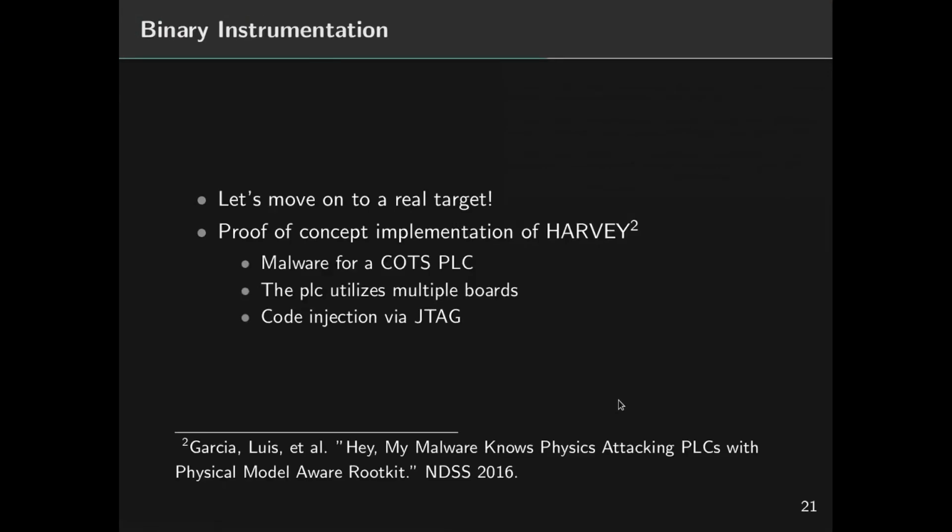Let's continue with binary instrumentation on a real target. As a real target, we choose Harvey, which is a PLC rootkit which was presented last year at NDSS. It basically works based on code injection on a normal commercial off-the-shelf PLC. The PLC itself has multiple boards. We can have a look if everything works and we can see it.